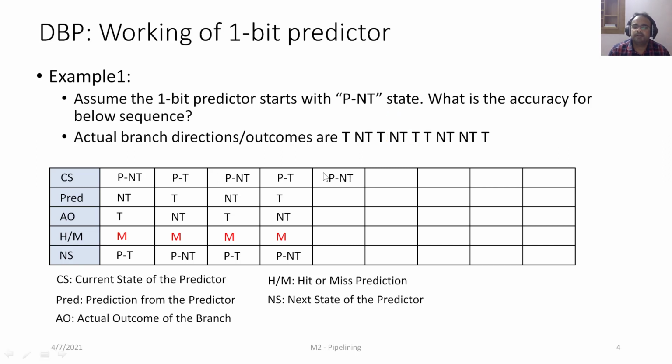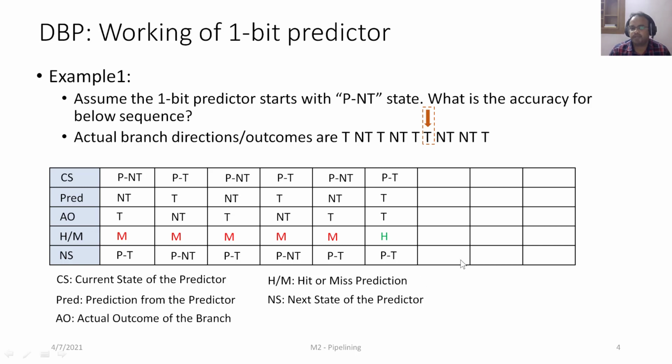For the fifth time, the predictor is in PNT state. It would predict not taken, but the actual branch outcome is found to be taken. So again, it's a misprediction and we will transition to PT. The sixth time, we start in the predict taken state. The 1-bit branch predictor would predict that it would be taken, and if we check the actual branch outcome, it is indeed taken. So it is a match. It is a hit prediction. Because it's a hit prediction, we will continue to be in the same state.